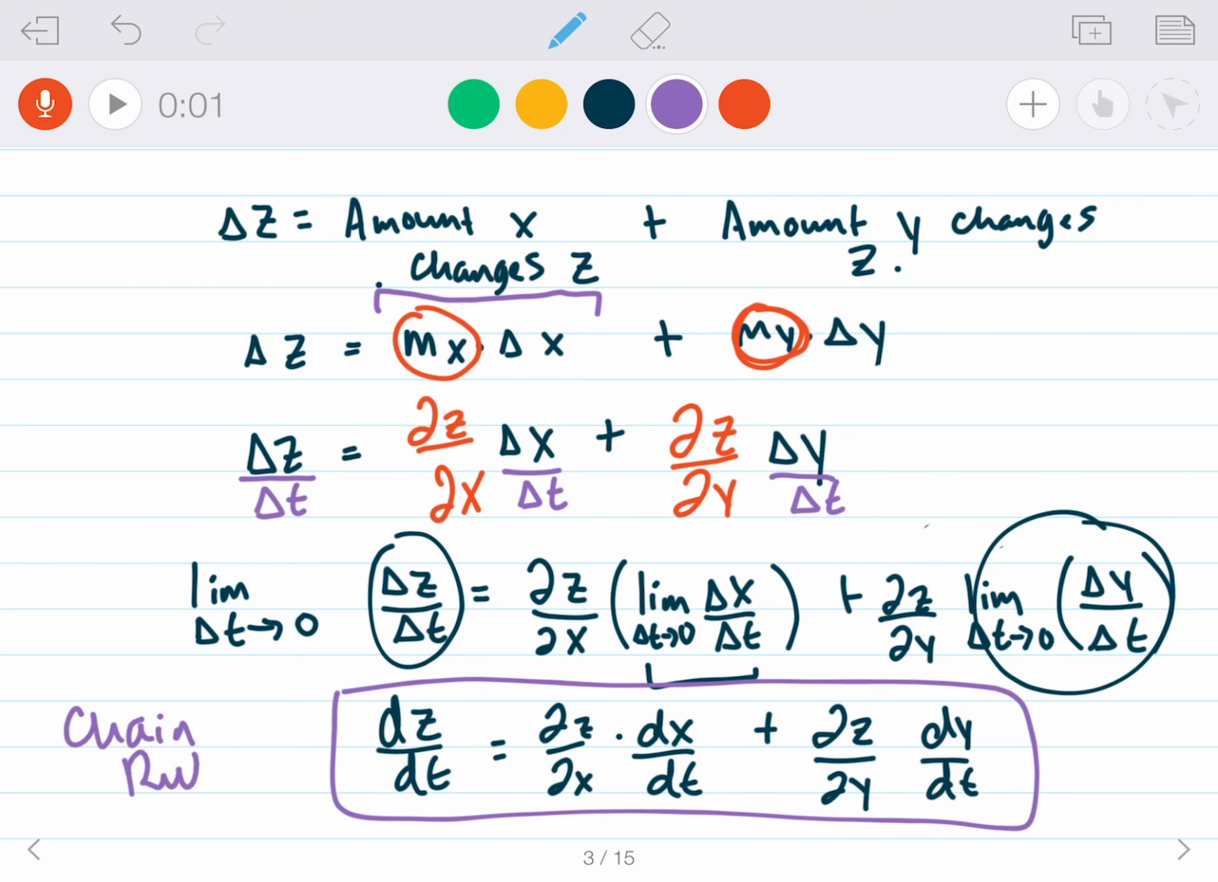This is our chain rule when we have a function of two variables, x and y, and then those x's and y's depend on a variable t. Okay, so this is the chain rule.